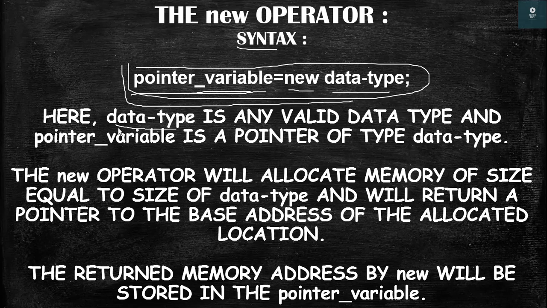Here the data type is any valid data type and the pointer variable is a pointer of type data type, so these two should have the same type. After this, the new operator will allocate memory of size equal to the size of the data type. So the size of the allocated memory will depend upon this data type. After the allocation, the operator will return the pointer to the base address of the allocated memory. The returned memory address by the new operator will be stored inside the pointer variable.